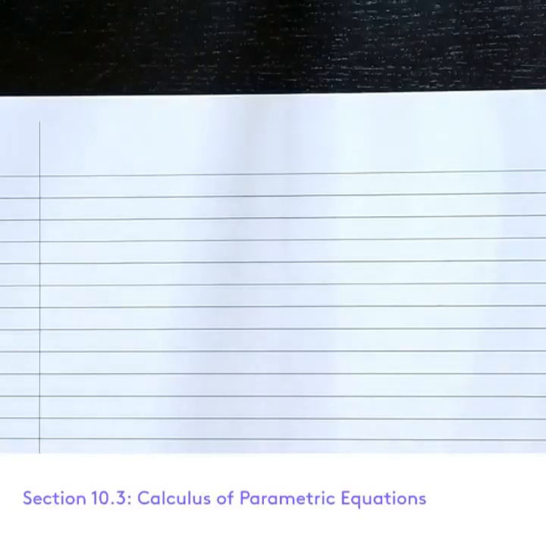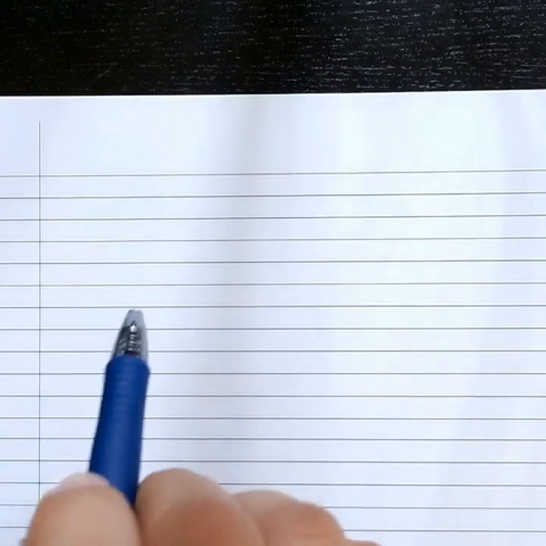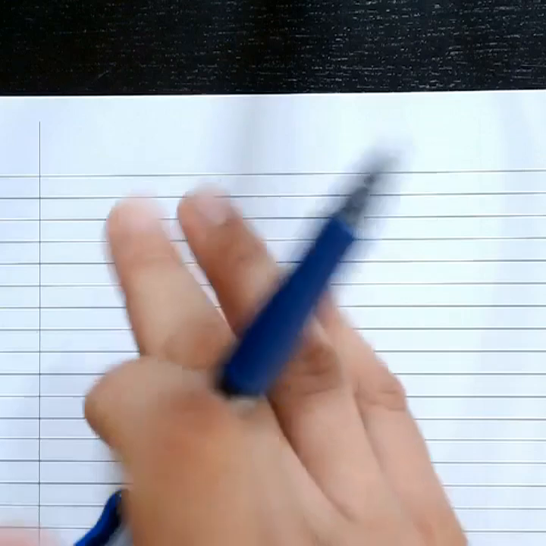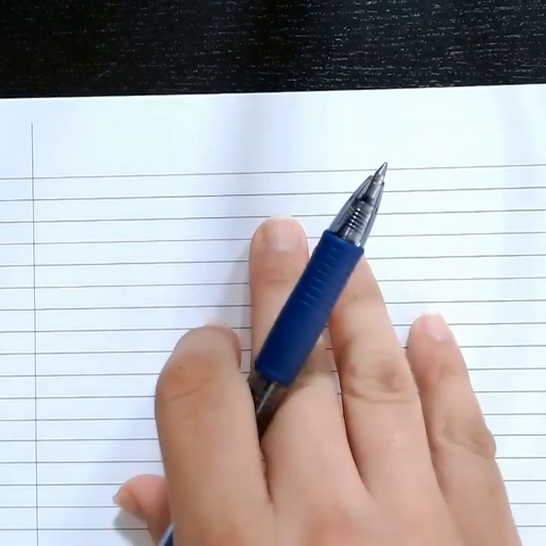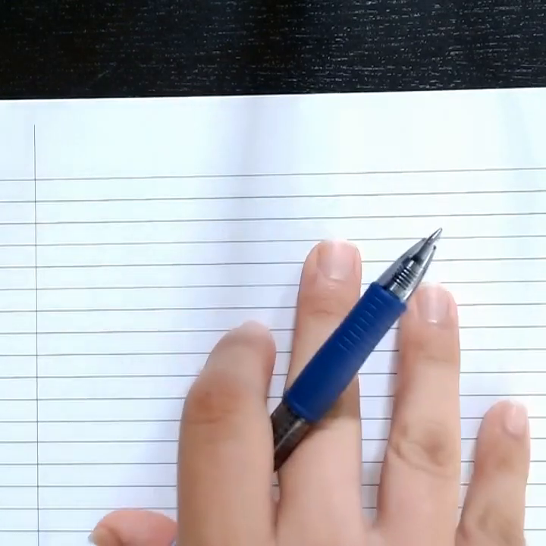Let's look now at section 10.3. Let's talk about the calculus of parametric equations. Now, in a previous section, we defined parametric equations, and those are going to be two equations for x and y for the coordinates of a point in space that are given as a function of a third parameter.